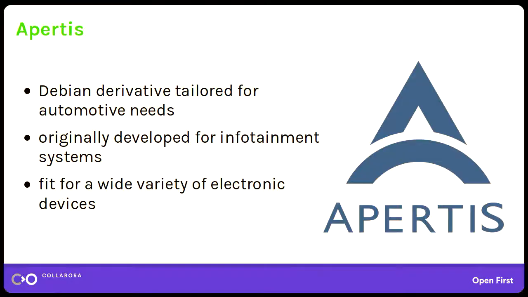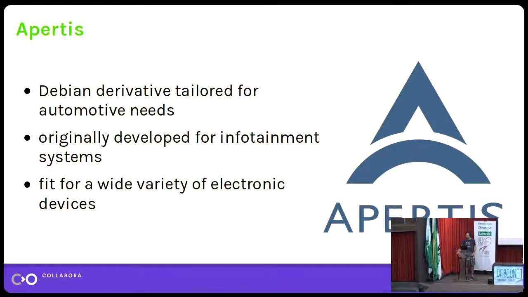The Debian derivative I'm talking about is Apertis. There were a couple of other talks mentioning this already. So Apertis is a Debian derivative tailored for car needs, basically. It was originally meant to be used in car navigation systems and all of those things. But since then, the focus has shifted to all sorts of electronic devices inside the car.